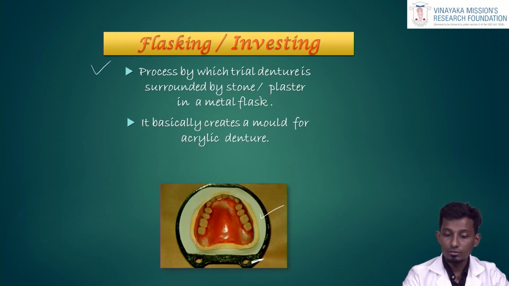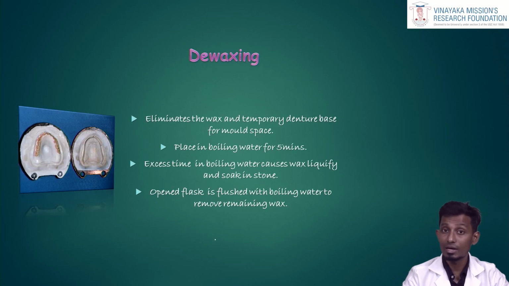Dewaxing is, you can see that there is wax. Here there is wax which was used for the occlusal rims and placement of the teeth, and now it has to be replaced with acrylic. So in order to remove this wax, we do something called dewaxing, so that wherever wax was placed, that place is now replaced with acrylic.